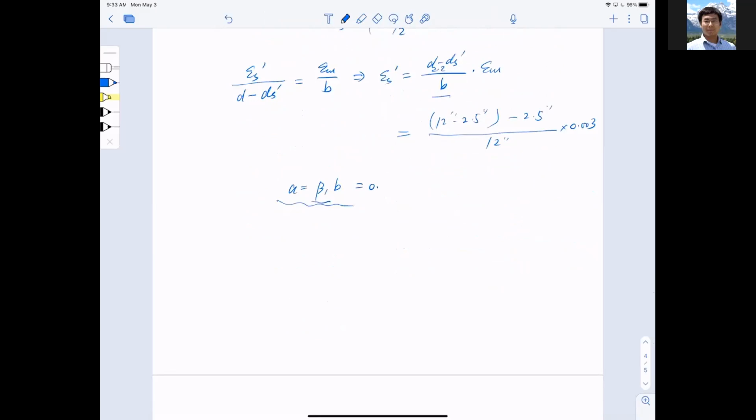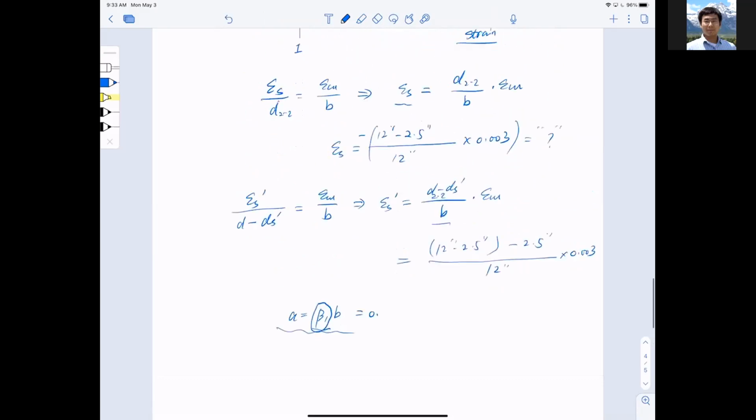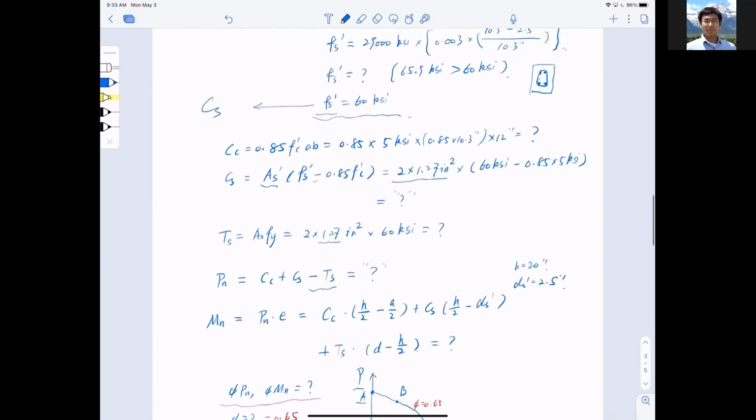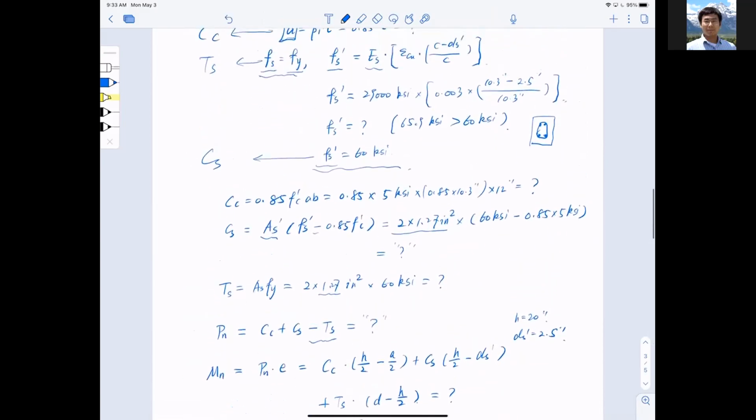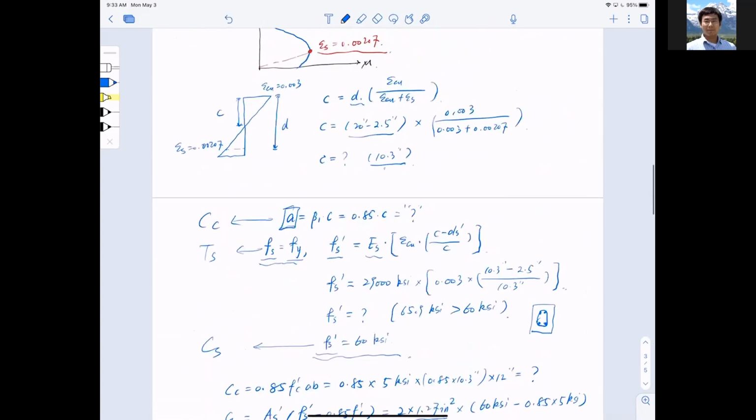Oh, wait a minute. I think I messed up the beta 1, because it's no longer 4 ksi, isn't it? So I have to start using that equation. Folks, I have to make a correction here. Where did I make a mistake? Change here.